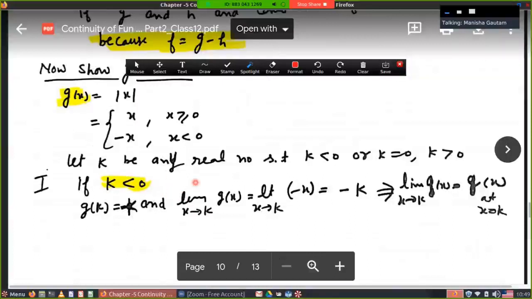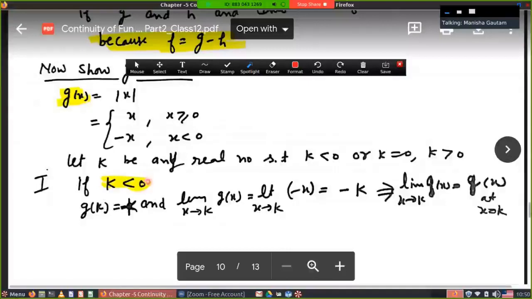Let k be any real number. Now I have told you how to do the question in the previous questions, taking three cases. Here I have taken k as a real number, and you have to take three cases: k less than 0, k equal to 0, k greater than 0. For all three cases, you have to prove that the function is continuous. When you take k less than 0, then you have to take the function −x. If k is equal to 0, you will take y = x. And for k greater than 0, again you have to take y = x.